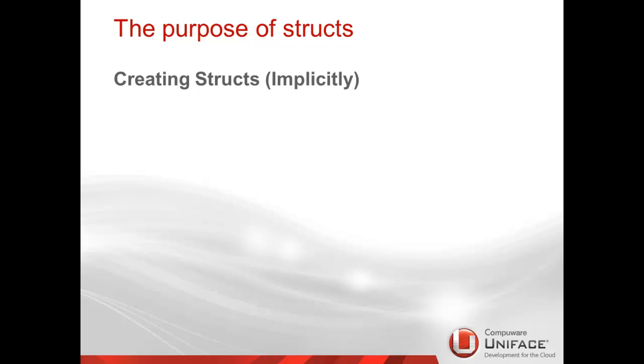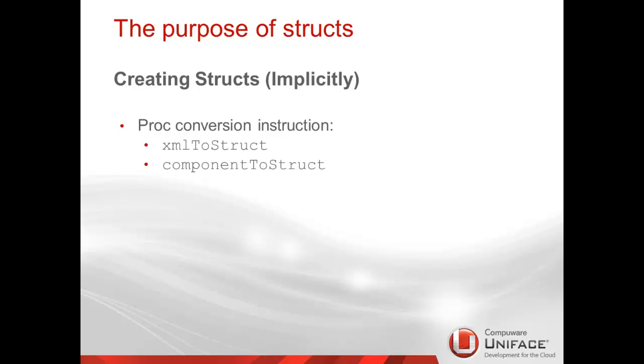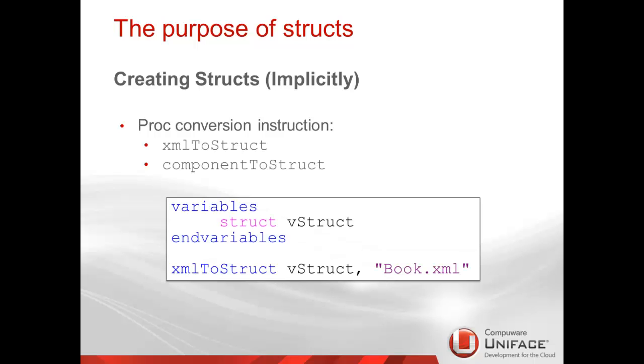But there's more. We can also create a struct implicitly by using one of the conversion instructions, such as XML to struct or component to struct. With this instruction, XML to struct vstruct, book.xml, we will load the content of a file called book.xml, and convert the contained XML to a struct.